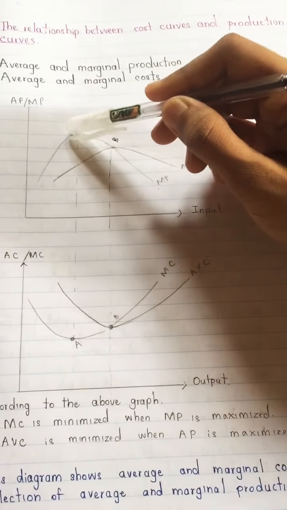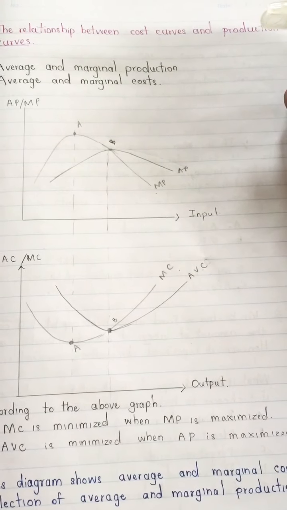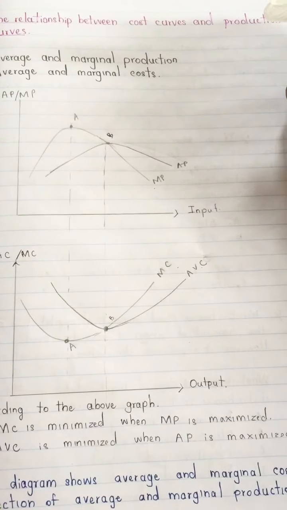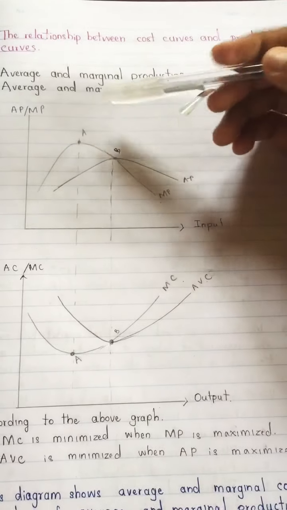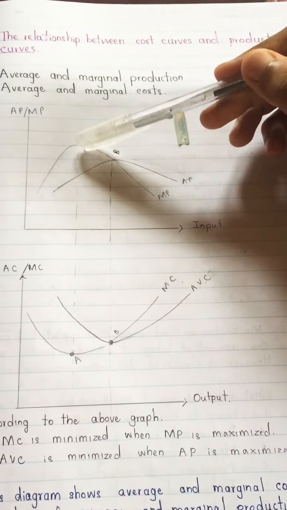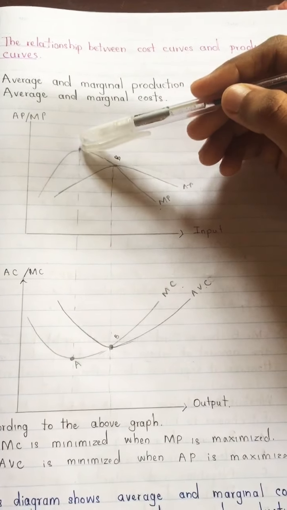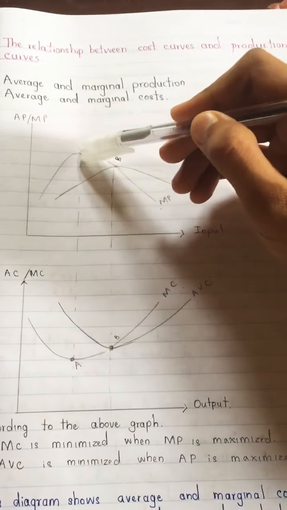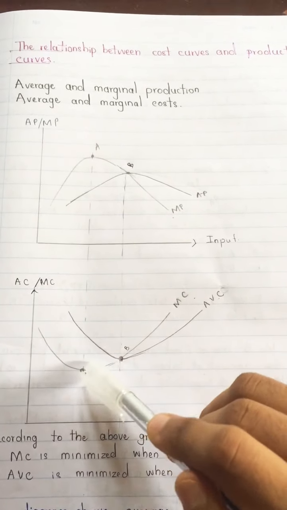The first curve I'm going to talk about is the marginal product curve. You know what is marginal? Marginal means the additional increase in production. So when the additional production curve is at its highest point, this highest point represents the marginal cost at its lowest point.